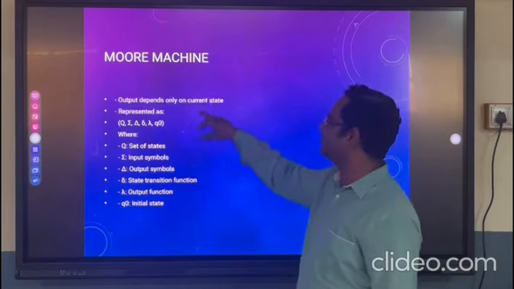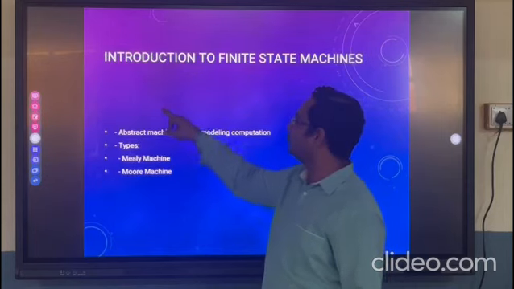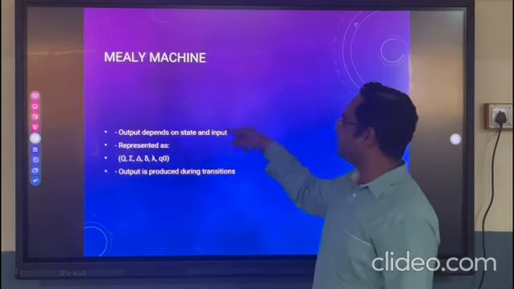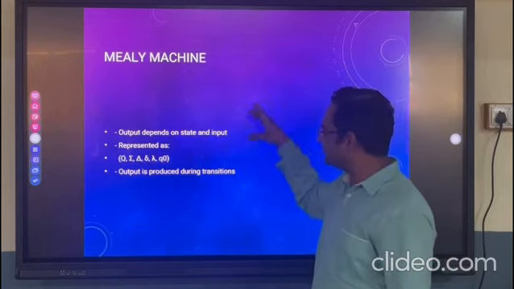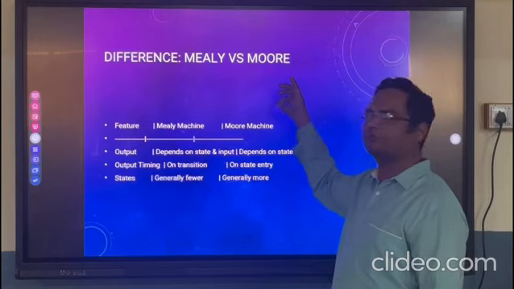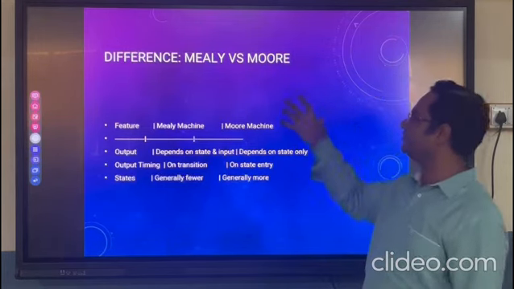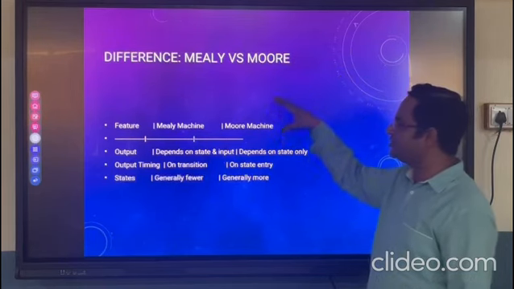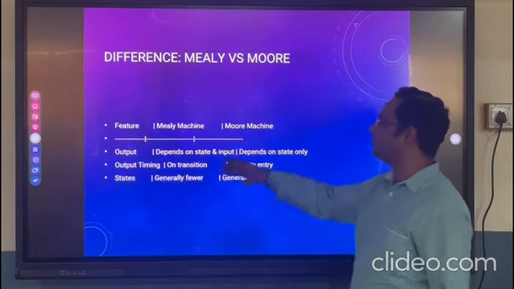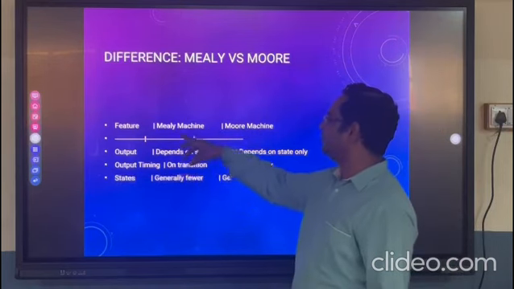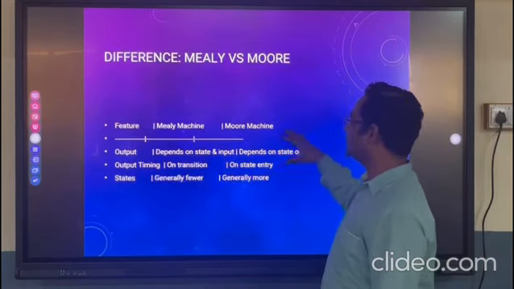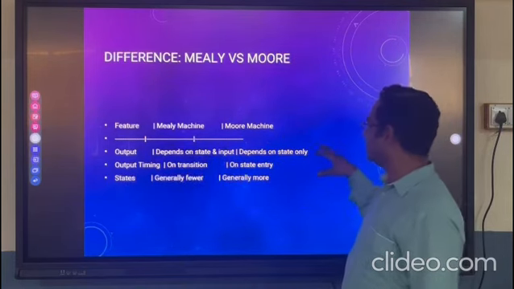In the Moore machine, the basic difference is that output depends only on the current state, while in the Mealy machine output depends on the present state and input. So, Mealy versus Moore. Here is the main part. What is the difference between the Mealy machine and the Moore machine? The features we are using here are output, output timing and states. If we talk about the output, then in the Mealy machine output depends on state and input, and in the Moore machine output depends on the present state only.